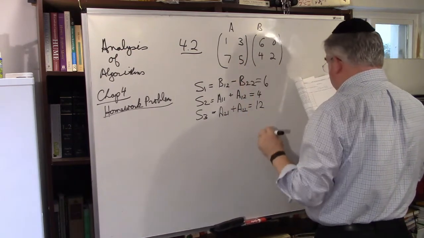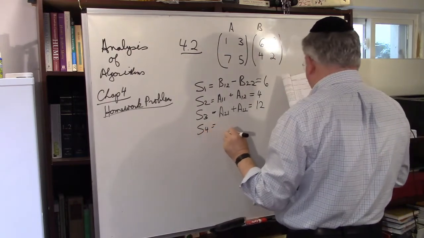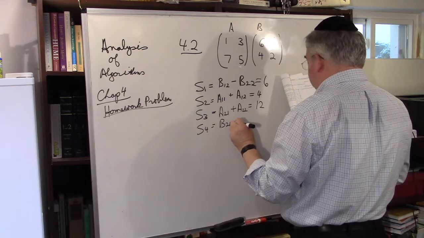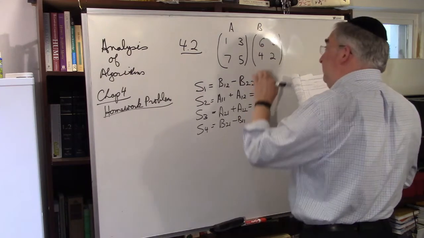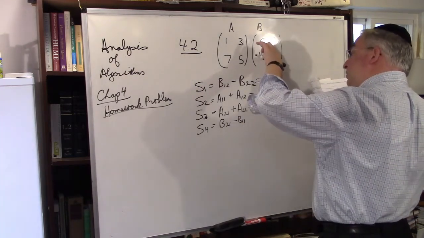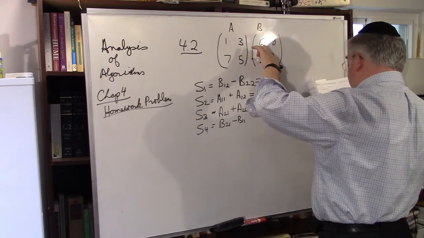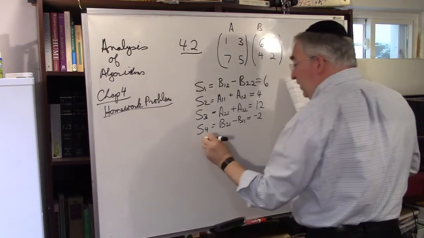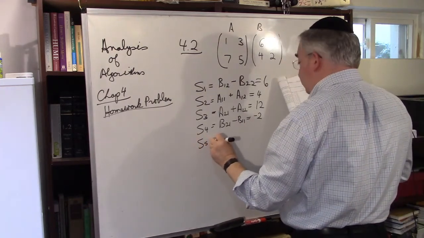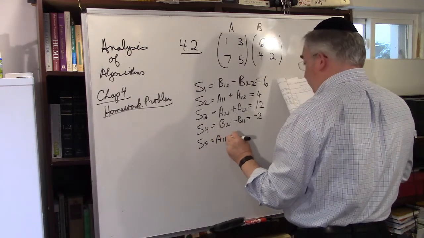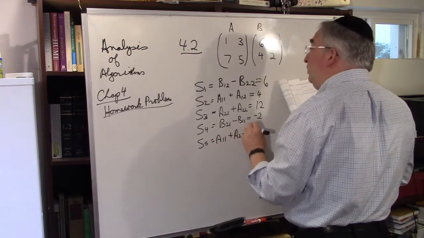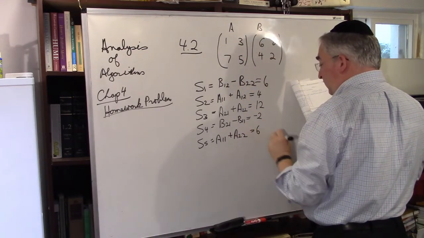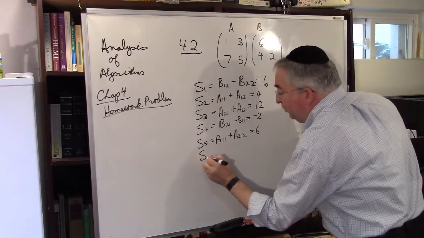That's these two. Okay. S4 is equal to B21 minus B11. It's this minus this, which is -2. Okay. S5 is A11 plus A22. That's this plus this, which is 6. Okay. I'm going to let you write down the rest, what the formulas are.